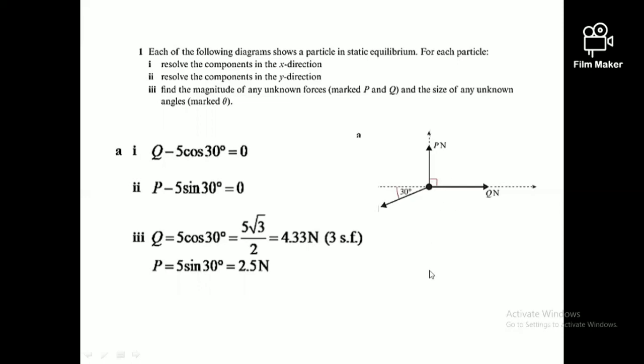With the vertical component, P minus 5 sine 30. This is 5, and this component is 5 sine 30. P minus 5 sine 30 equals 0. Then how do you obtain the values for P and Q? Simple. We can say Q equals 5 cos 30. That is 5 root 3 over 2, 4.33. P is 5 sine 30. That is 2.5 newtons. Right. Okay.